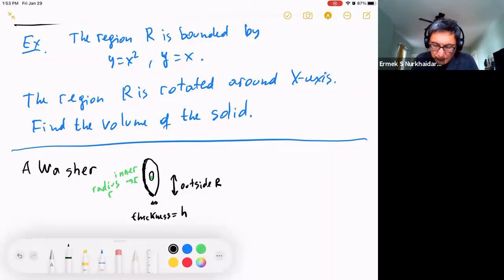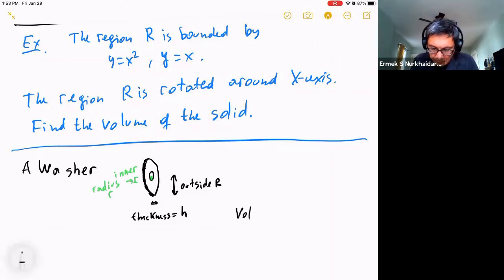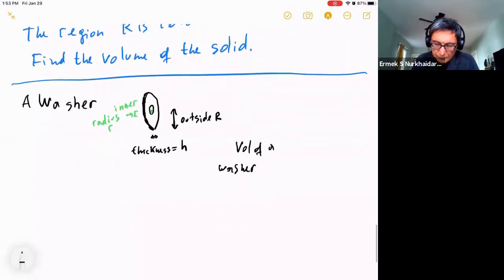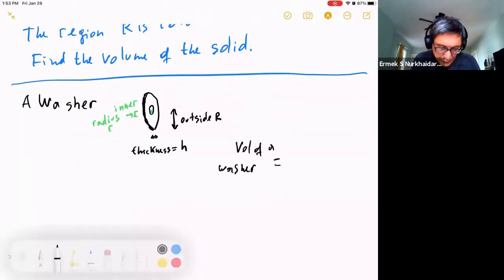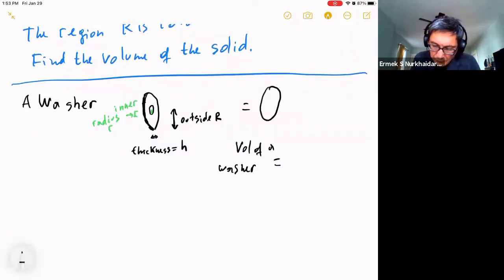Then volume of a washer equals. So you basically will do the following. To find the washer, we calculate the volume of the whole thing, and then we subtract the hole. So pi R squared h minus pi little r squared h.